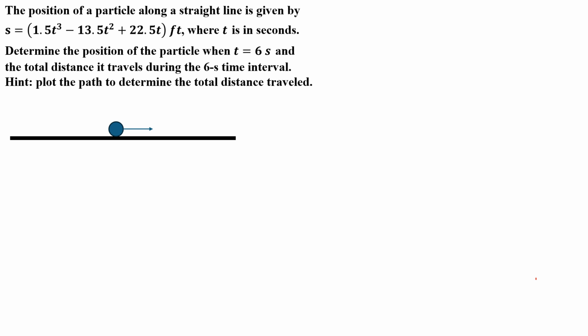The position of a particle along a straight line is given by this formula: s = 1.5 t cubed minus 13.5 t squared plus 22.5 t feet. Now, t here is in seconds. The question says determine the position of the particle when t equals 6 seconds and the total distance it travels during the 6-second time interval. Also, they give us a hint: plot the path to determine the total distance traveled.